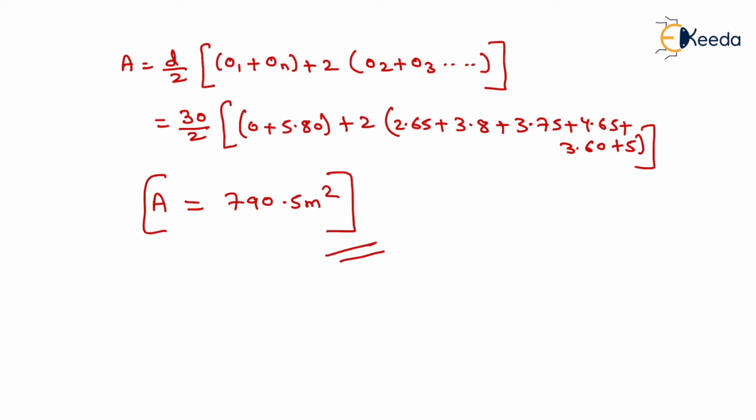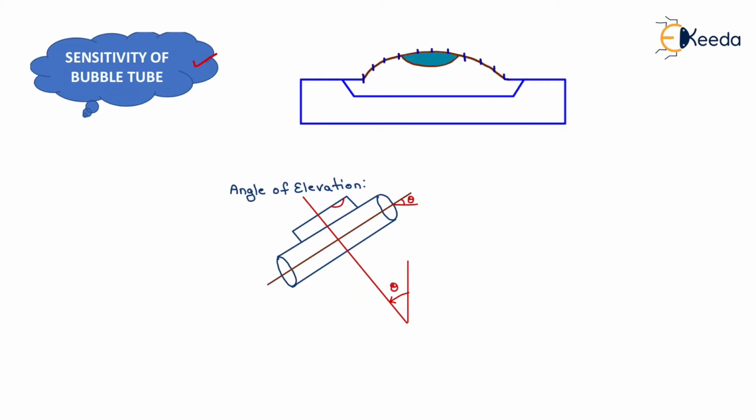Okay students. Now we can move to the next portion, that is sensitivity of bubble tube. Now you all had seen the bubble tube like this. This is the bubble and this is the complete bubble tube.